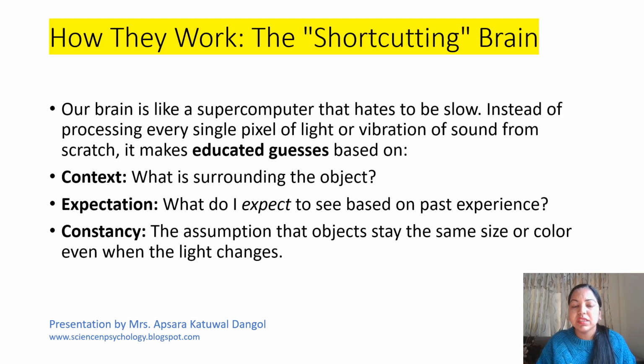Expectation. What do I expect to see based on past experience? What kind of past experience do I have? What have I experienced in life? On that basis, my expectation comes while perceiving something. And next is constancy, which is the assumption that objects stay the same size or color even when the light changes.